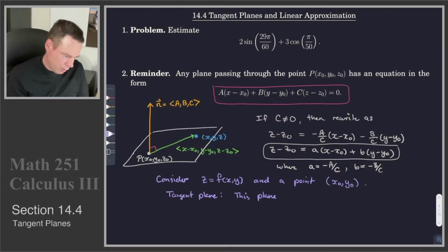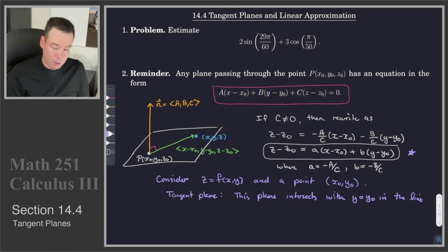So the tangent plane, what is this? This plane intersects with y equals y naught in the line. So what is the line it intersects with? Well, we have the plane written up above here. So this would be our plane we're trying to find. We need to know what the a and b values are. That's really all we're searching for. What are those a and b values which make it a tangent plane, which make it a good approximation to the surface? Well, this plane intersects the plane y equals y naught in the line.